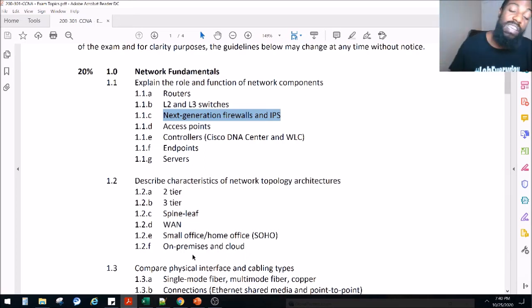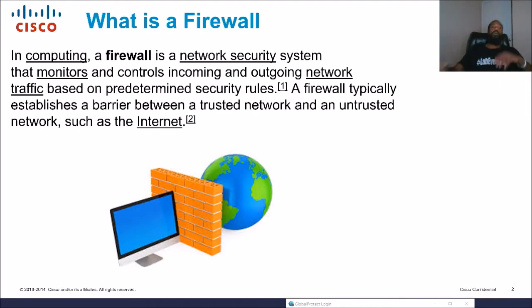Let's go ahead and take a look at the official definition though. What is a firewall? In computing, a firewall is a network security system that monitors and controls incoming and outgoing network traffic based on predetermined security rules. A firewall typically establishes a barrier between a trusted network and an untrusted network, such as the internet.